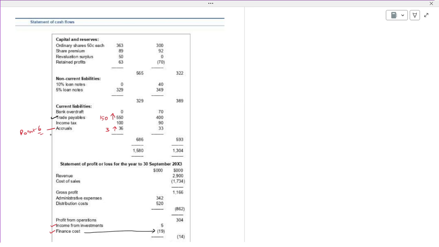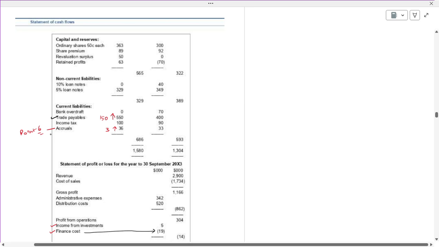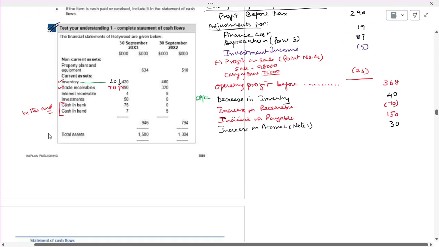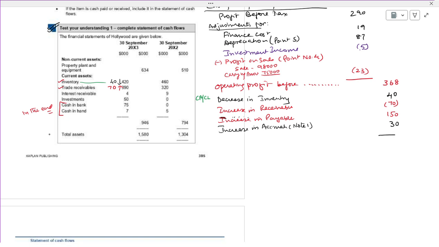Next, you have to show everything separately. Now, put the things here. Total. How much will you get in total? 368 plus 40 minus 70 plus 150 plus 30. 518.